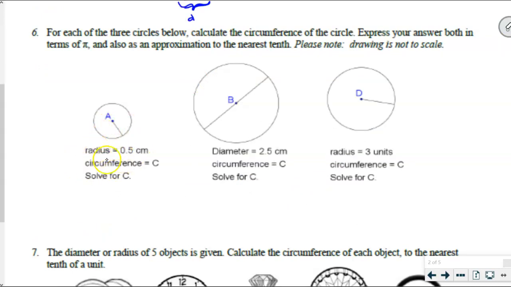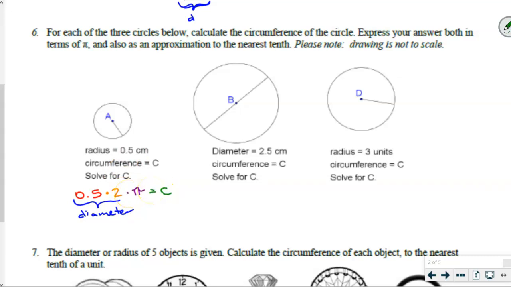The first one says the radius is equal to 0.5. What do I do to find the circumference? Zuri? Yes. When I do 0.5 times 2, that gives me the diameter. And I know that when I have the diameter, all I have to do with that diameter is multiply it by pi. And when I multiply it by pi, that gives me the circumference.